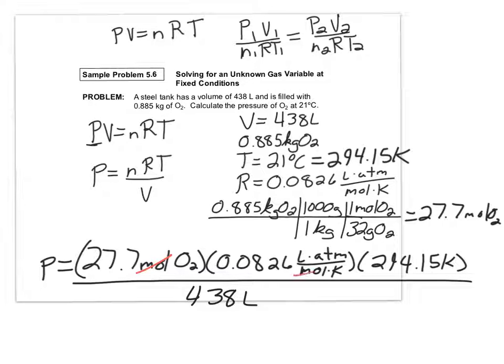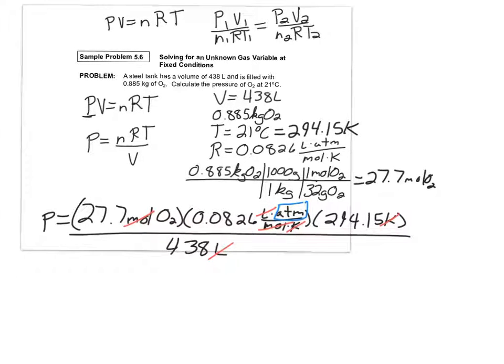Now let's check our units first. Check it out. I've got moles divided by moles. They cancel. I've got liters on the top with R, liters on the bottom. They cancel. I've got Kelvin in the bottom of the units for R and Kelvin up top with the units for the temperature. They cancel. I'm going to be left with just those atmospheres, which are units for pressure, and that's a good thing because I'm supposed to be calculating the pressure here. So now I can do my math. 27.7 times R, which is 0.0826, times 294.15 divided by 438 equals 1.54 atmospheres.